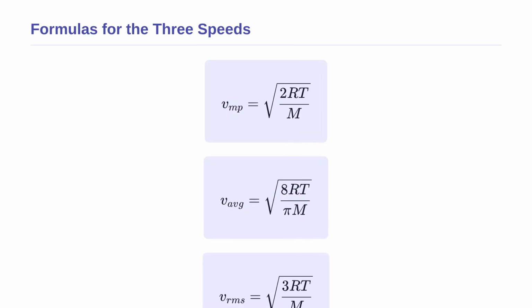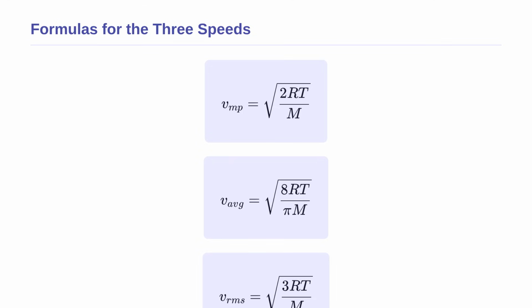Now that we know what these three speeds represent conceptually, let us look at their formulas. All three formulas look very similar. They all involve the square root of the gas constant R, the temperature T, and the molar mass m. The only difference is the number inside the square root.